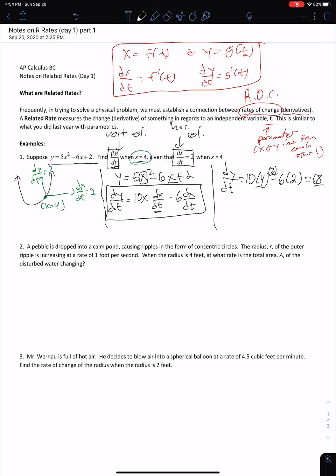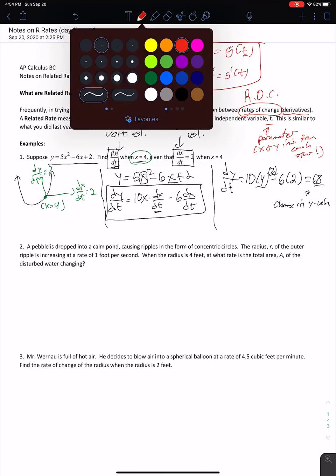Luckily, I have my notes in front of me, right? So what this is telling me is that this is the change in the y values. And because it's positive, those values are increasing. So that's what we're going to do. We're going to write our answer now.